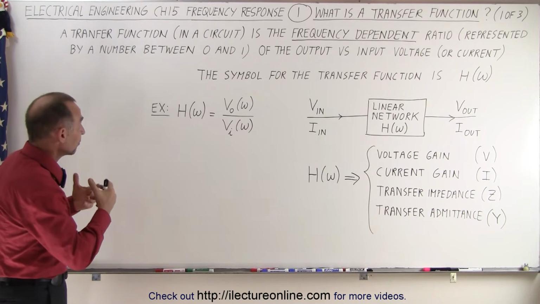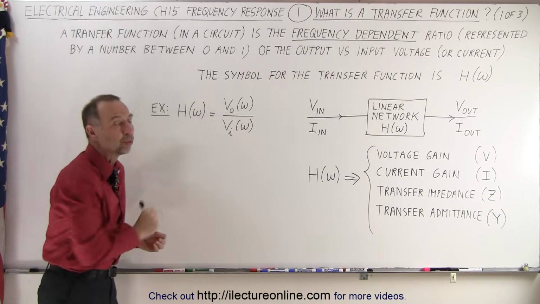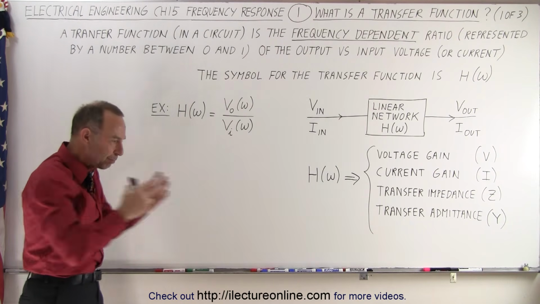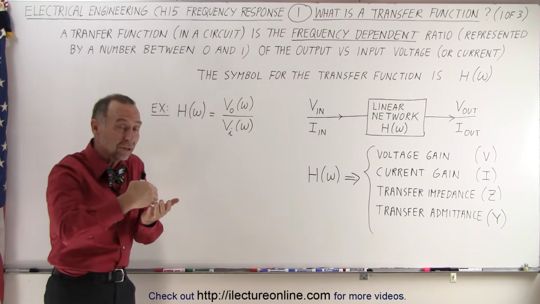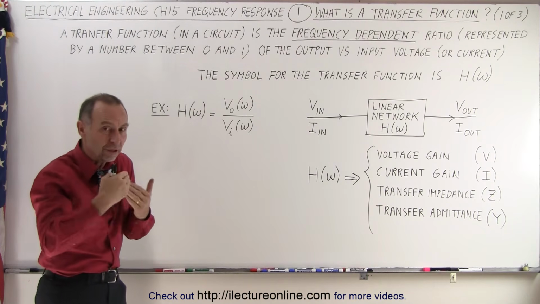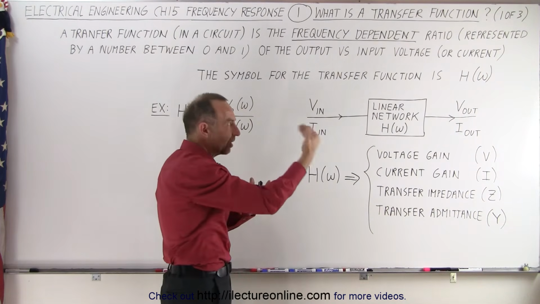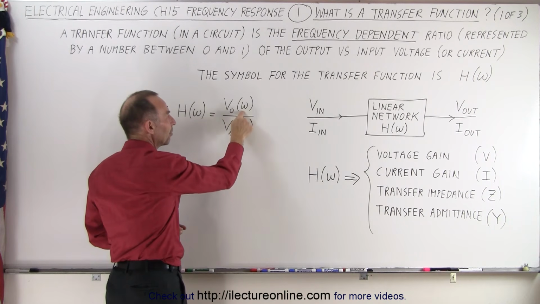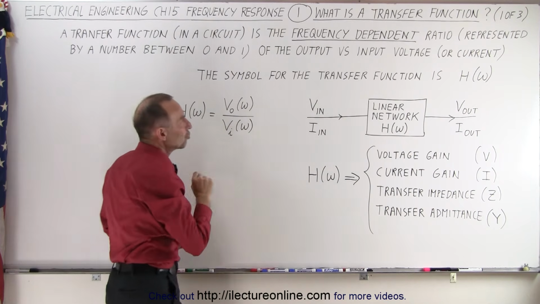A transfer function, by definition, in a circuit, of course, is the frequency-dependent ratio. So it does depend on the frequency. It has to do with an input signal and an output signal, and the amount of the output signal relative to the input signal is dependent on the frequency. It will be different for different frequencies. And so it will give you a ratio, the output versus the input, and here's an example of that. The output voltage has a dependence on the frequency divided by the input voltage. That ratio is called a transfer function.